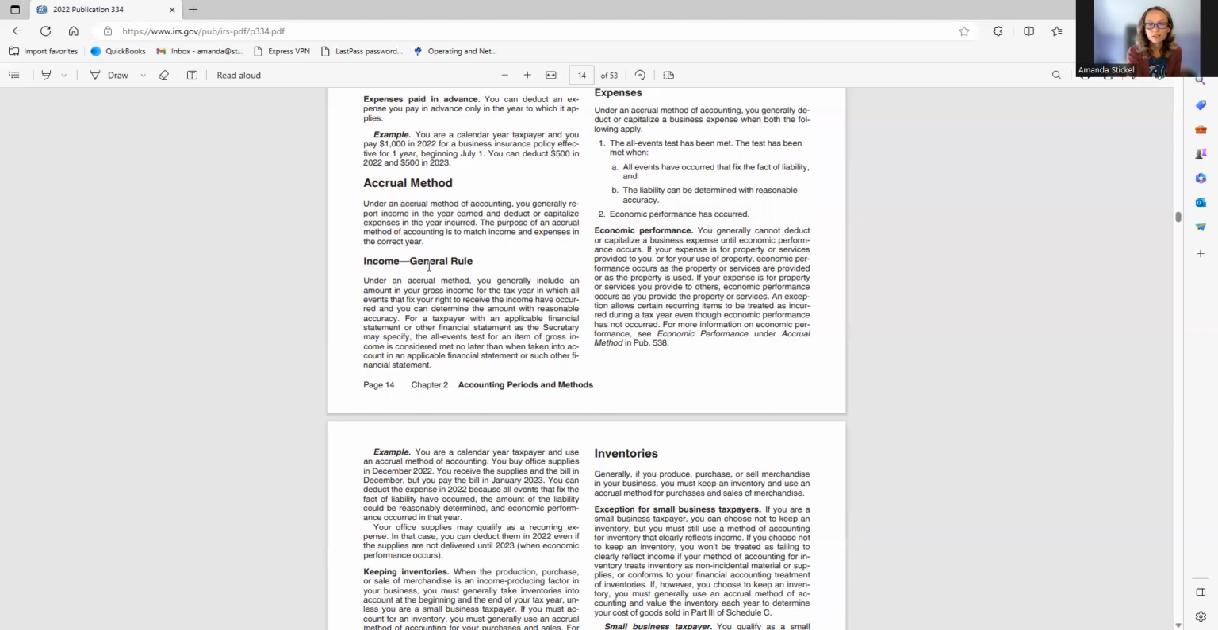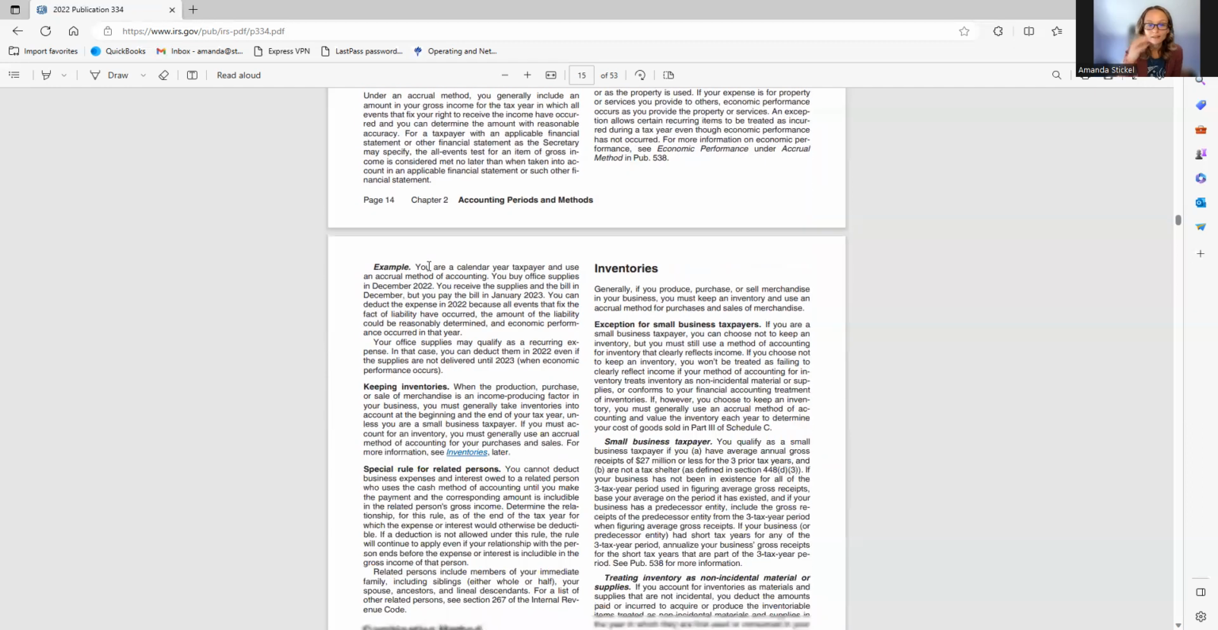Economic performance. You generally cannot deduct or capitalize a business expense until economic performance occurs. If your expense is for property or services provided to you or for use of property, economic performance occurs as the property or services are provided or as the property is used. If your expense is for property or services you provided to others, economic performance occurs as you provide the property or services. An exception allows certain recurring items to be treated as incurred during a tax year, even though economic performance has not occurred. For more information on economic performance, see Publication 538.